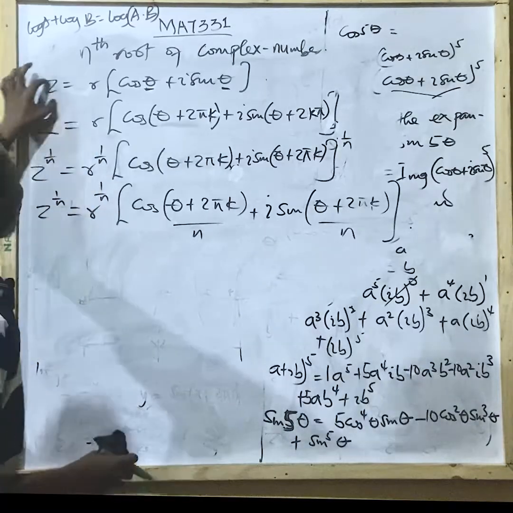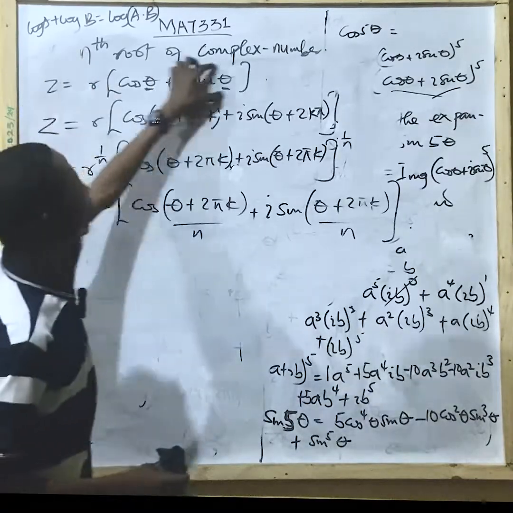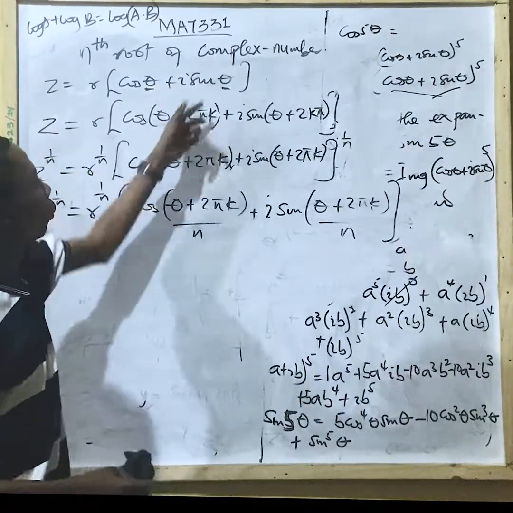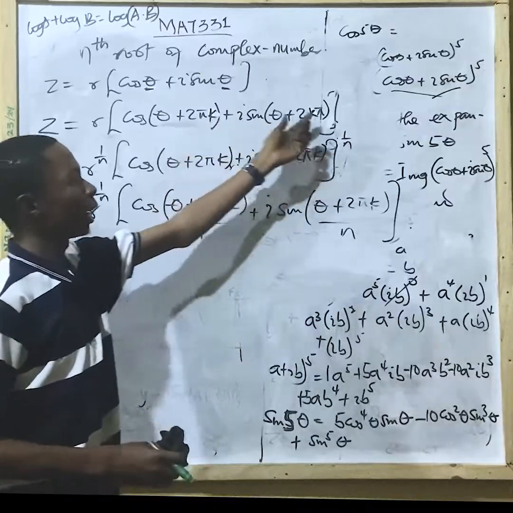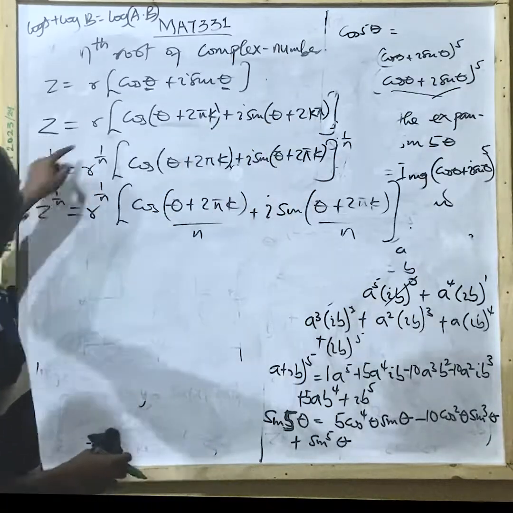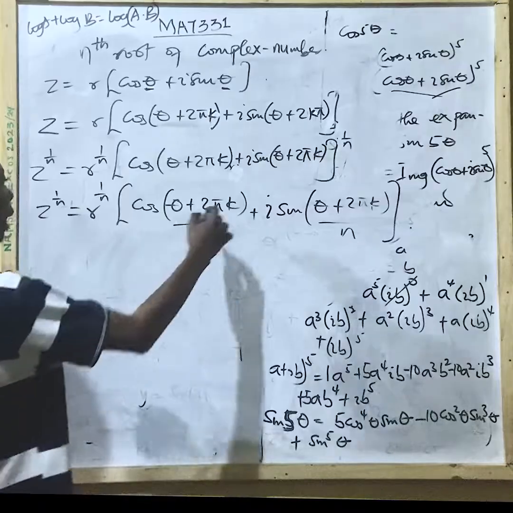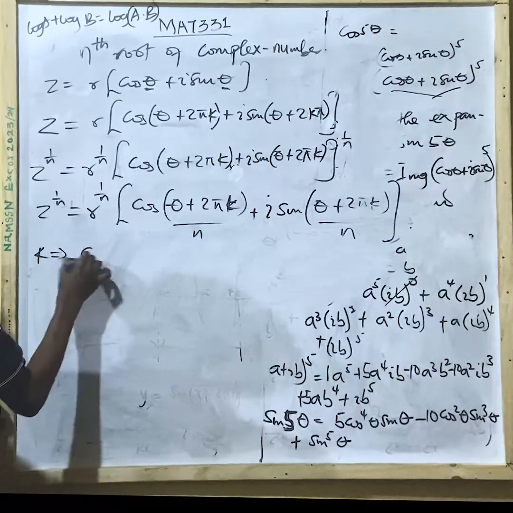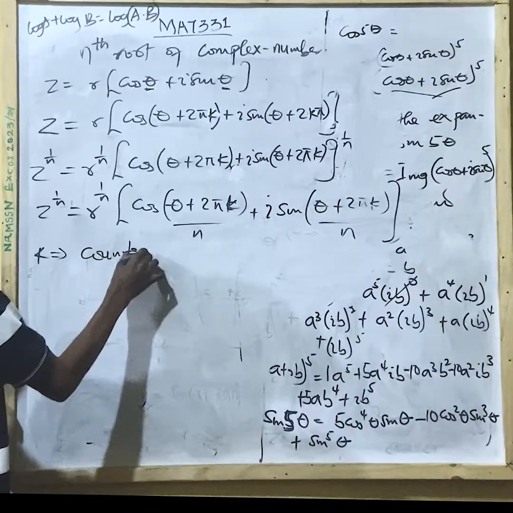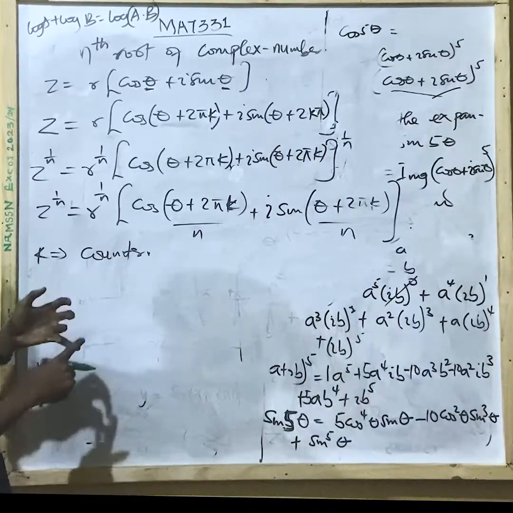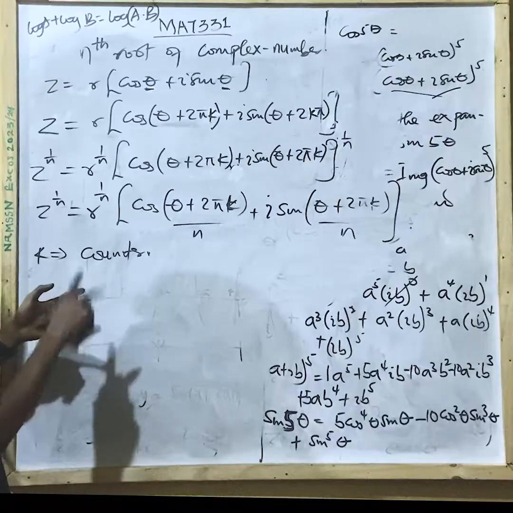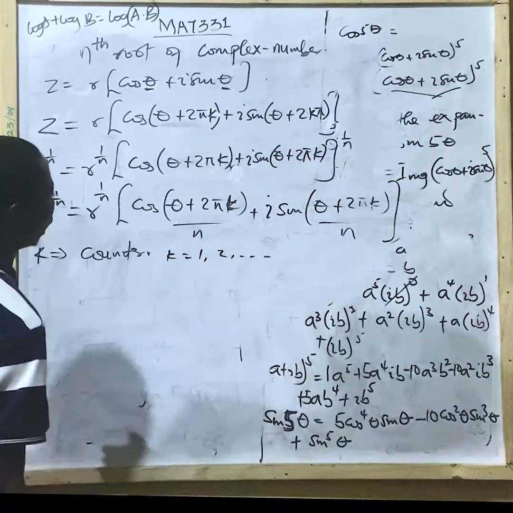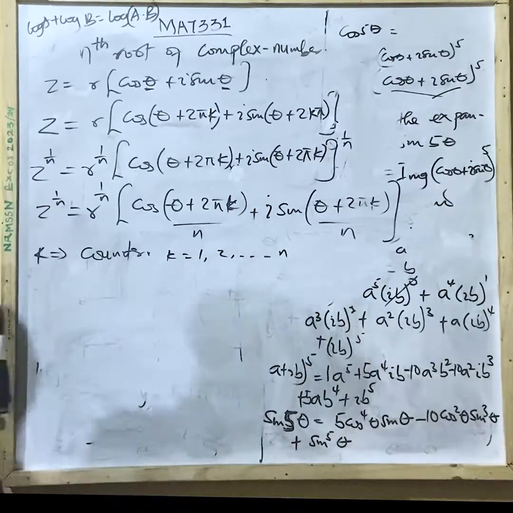It means that whenever we have a complex number, we first express it in polar form, and then we write whatever we have in polar form in periodic form by adding 2 pi k or 2k pi. Then we take the nth root. Here k represents the counter, meaning z0, z1, z2, z3, z4. So k starts from 1, 2, 3, and so on, up to n.